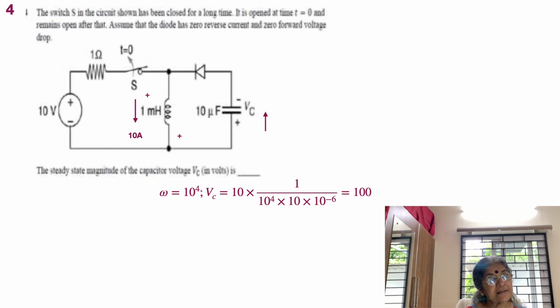The capacitor at the beginning is 0, a short circuit, so the current is going to discharge through the capacitor. Now what is asked is that the switch is equal to 0 and remains open after that. Assume that the diode has 0 reverse current and 0 forward voltage drop. So it's an ideal diode. This is still the way that we build up oscillators, but in this case it's not an oscillator.